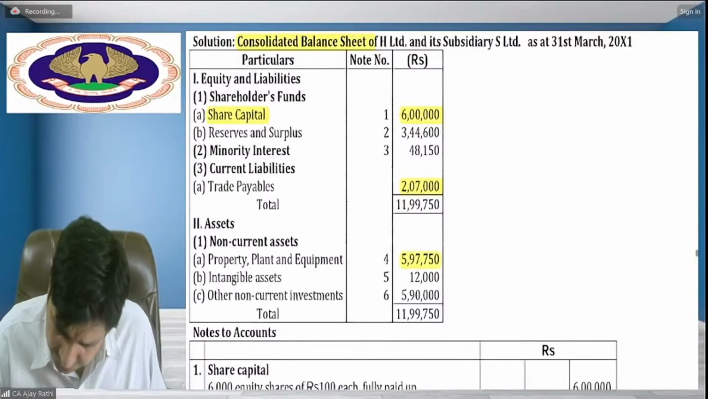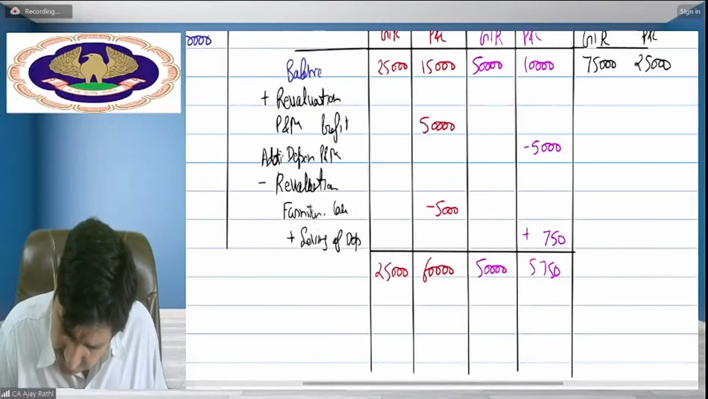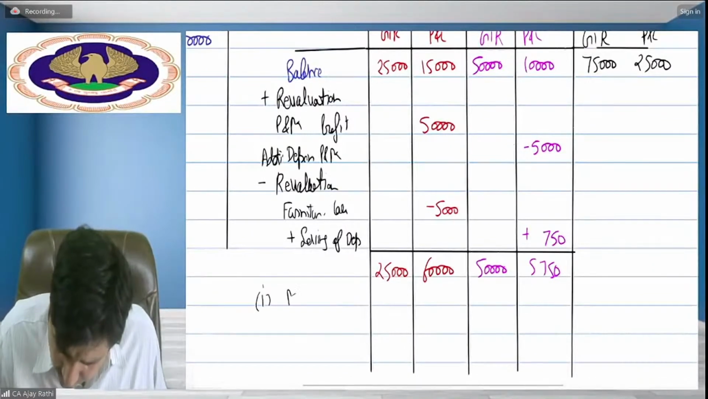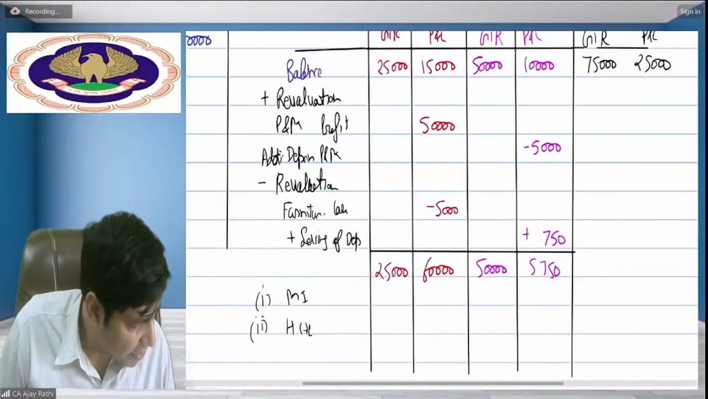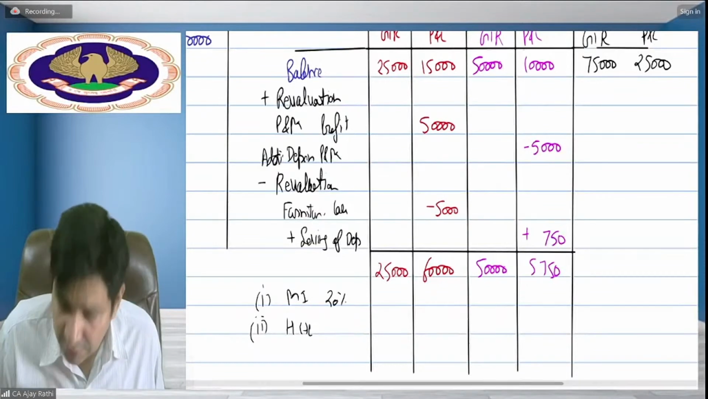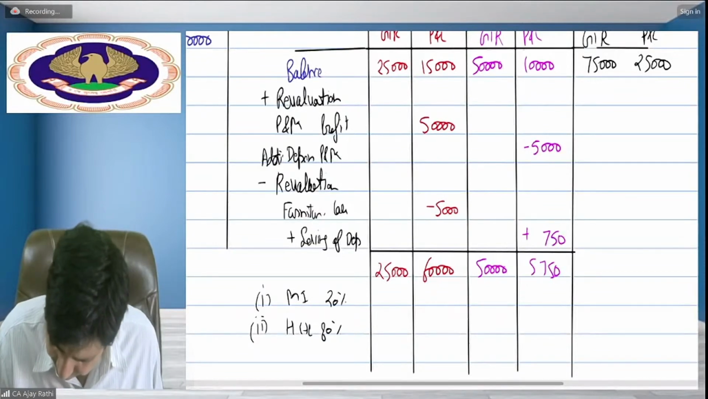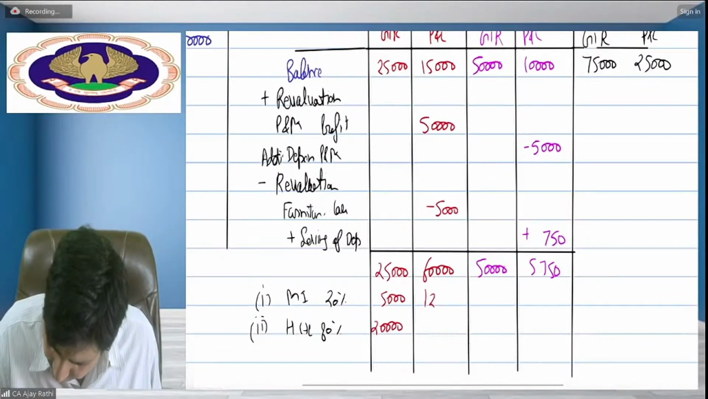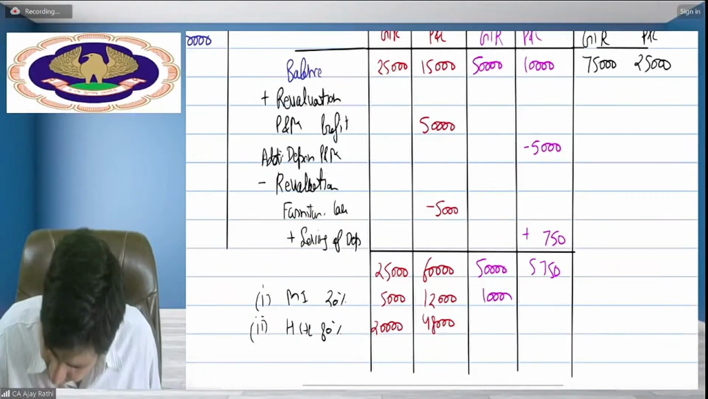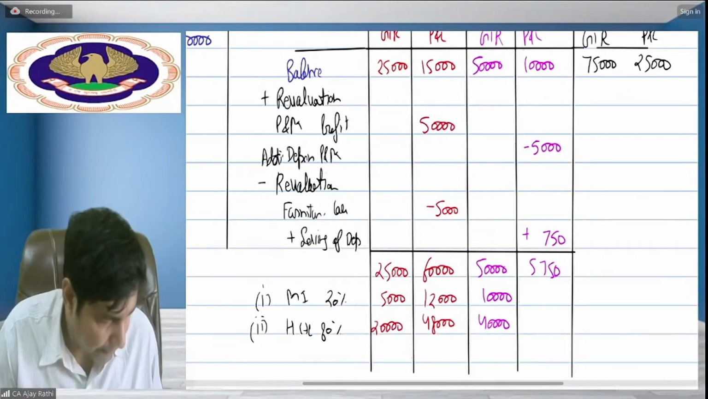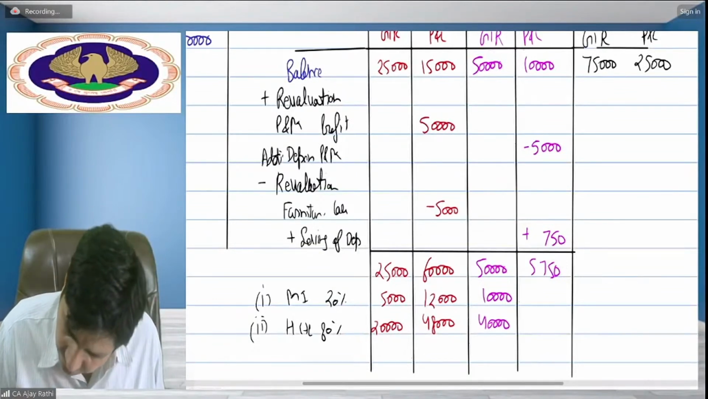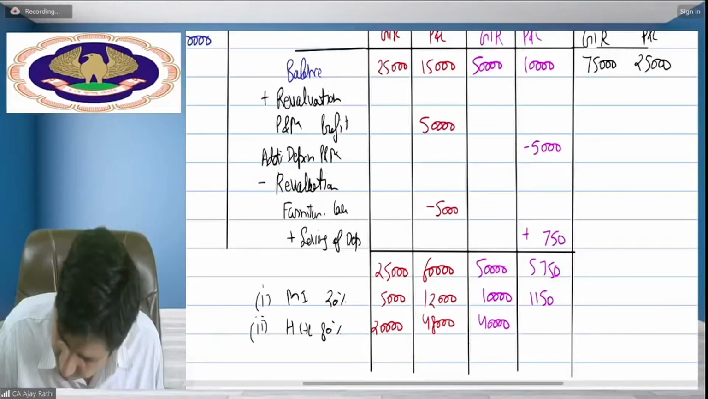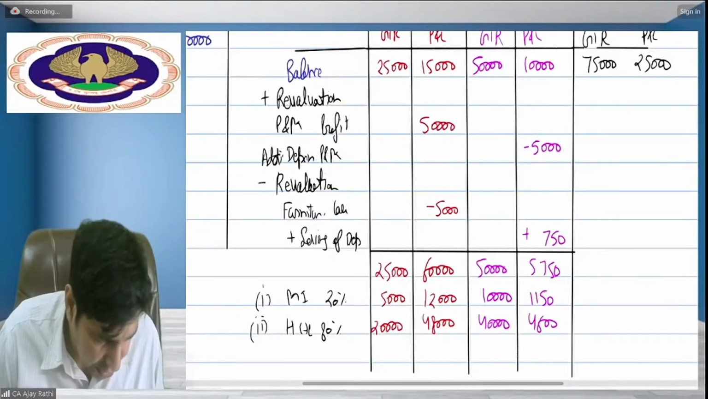Yes, sir. Now please see. Please distribute such into two parts: minority interest and holding company's part. And what is the percentage? Of course, 20% and 80%. 5,000, 20,000, 12,000, 48,000, 10,000, 40,000, 1,150, and then 4,600.